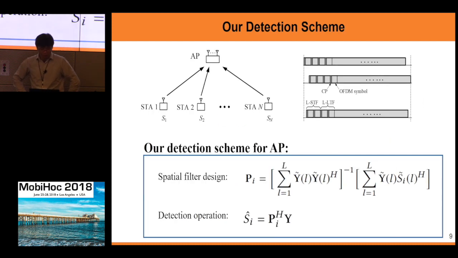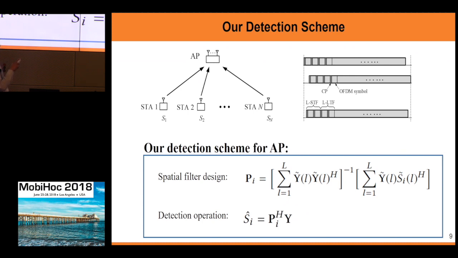And here is our detection scheme, which has two steps. First, at the AP, to decode the signal from station i, we design a special filter, and P_i is our filter. The filter is a vector. The dimension of the vector is the number of antennas at the AP. So we design this filter like this.